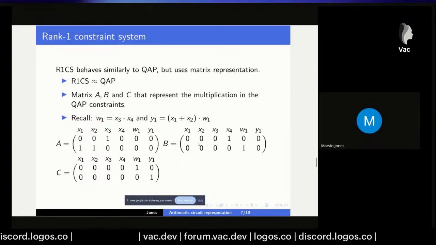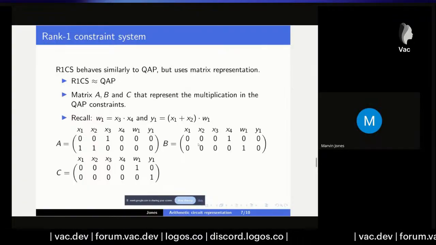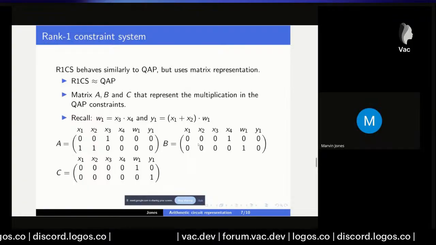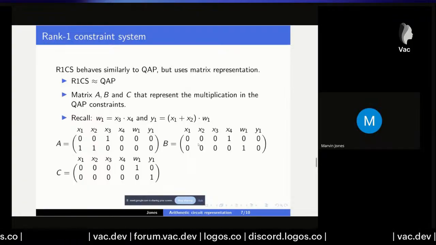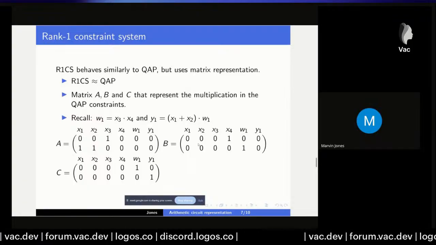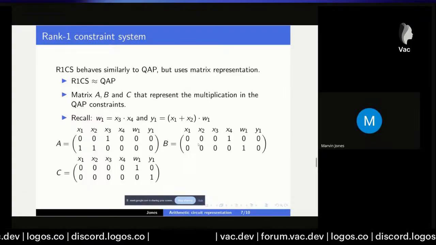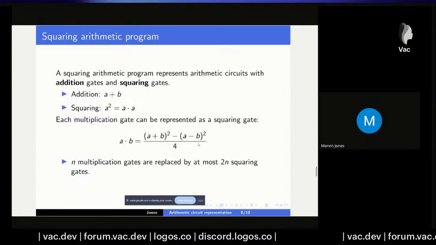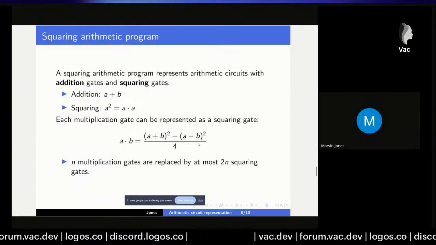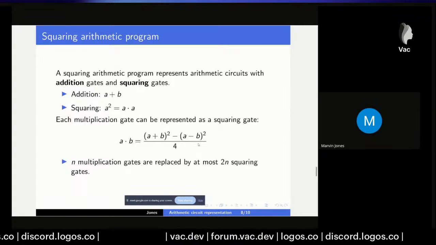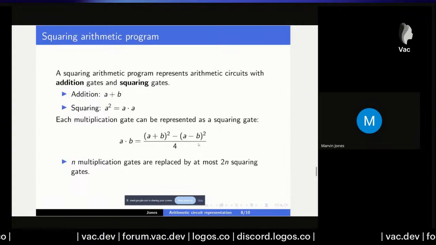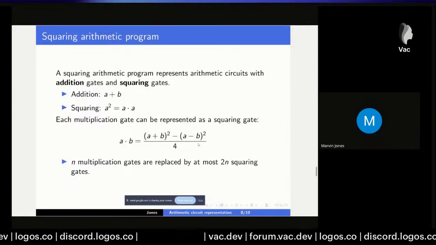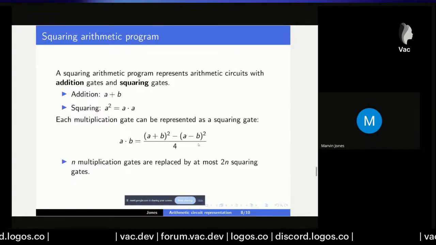I'm trying to think of ones that are explicitly R1CS in the original papers, and I am blanking because I believe Aura is R1CS. Most of them are R1CS. I'm just having a silly moment, but most of them are. Squaring arithmetic programs are weird because I believe they predate R1CS. Oh, another R1CS, Bulletproofs. There you go.